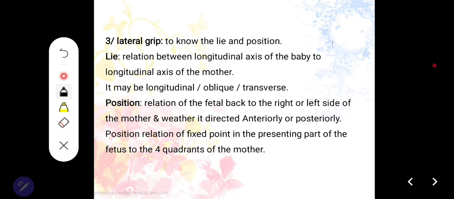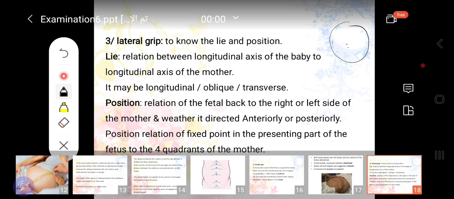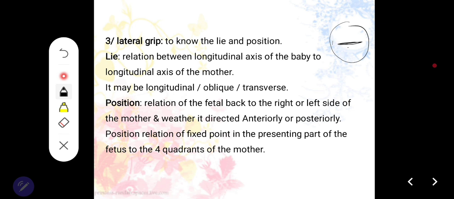For example, if this is the abdomen, this will be a longitudinal lie if the fetus is lying in this direction. It will be either cephalic or breech. This is a longitudinal lie. This is an oblique lie, and this will be a transverse lie. This is the fetal lie. The fetus lies transversely in relation to the longitudinal axis of the mother.